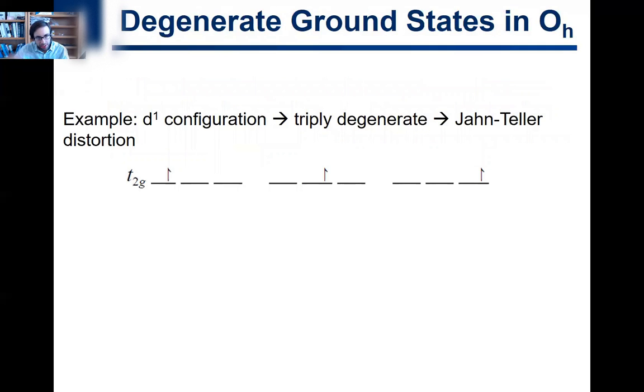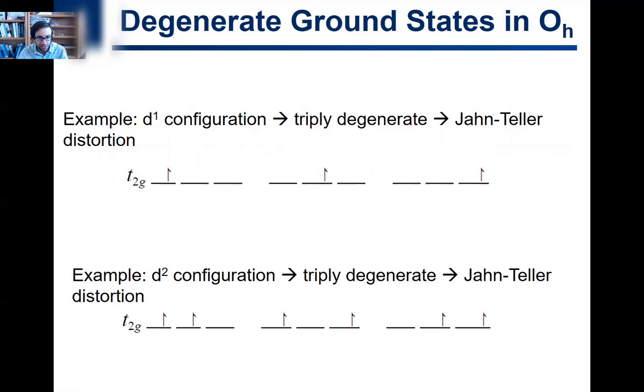And so what do I mean by electronic degeneracy? Here's an example. Let's say you have a d1 configuration. You're going to put that electron in the T2G. It's not going to go in the EG because that's a higher excited state. But you could write that electron as spin up in any of these different orbitals, right? Any of the triply degenerate orbitals. So there's triple degeneracy of this d1 configuration. This tells you, because there's degeneracy in the electronic configuration, that there will be Jahn-Teller distortion, okay?